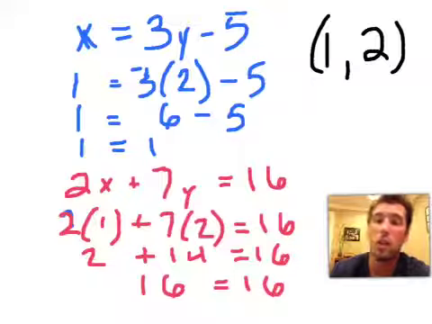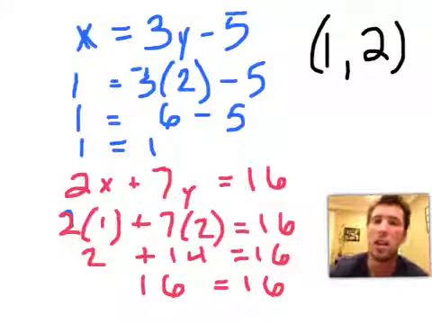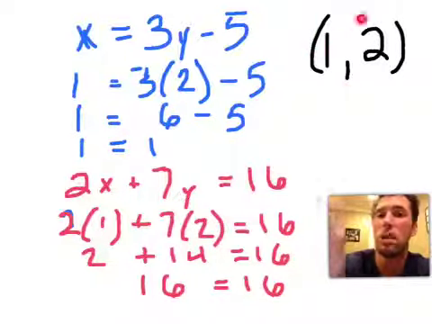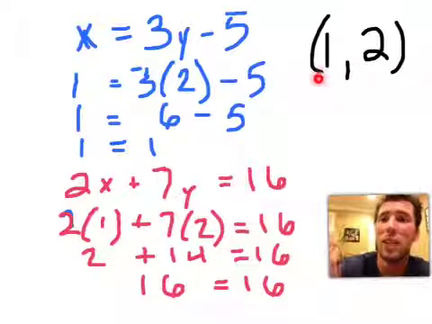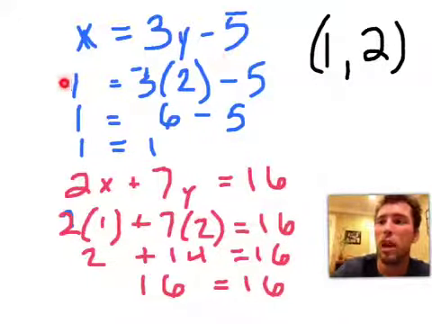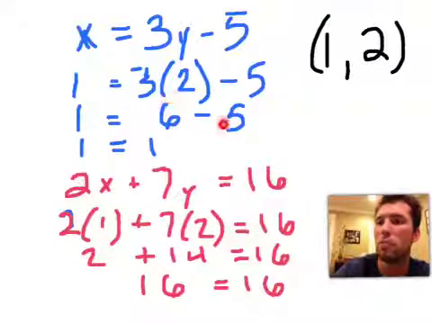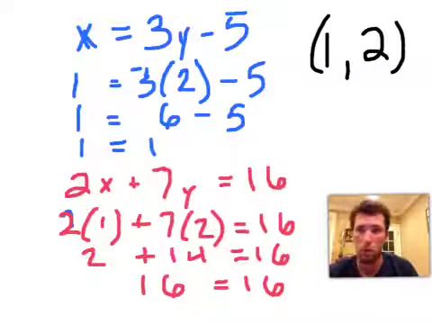Alright, so here you go. I've got the top equation first. X equals 3y minus 5. Over here, you see is our answer, our point of intersection, 1 comma 2. So 1 is the x value, so I'll put it in for x, and 2 is the y value. I'll put it in for y. So when we crunch this out, 1 should equal 3 times 2 minus 5. 6 minus 5, 1 equals 1. Awesome. It works.